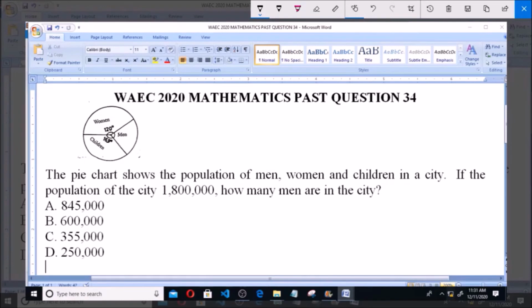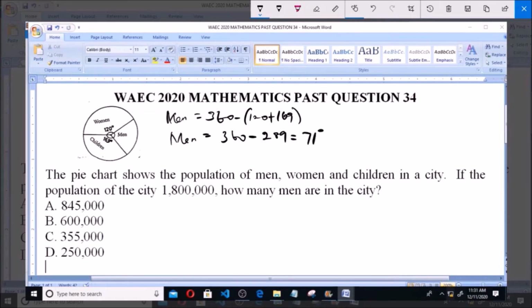Now looking at this pie chart, you can see that women are 120 degrees out of 360, children are 169 degrees out of 360. So to find the degree of the men, that will be equal to 360 minus 120, that of women, plus 169, which is that of children. And so men will be equal to 360 minus 289, and that is equal to 71 degrees.